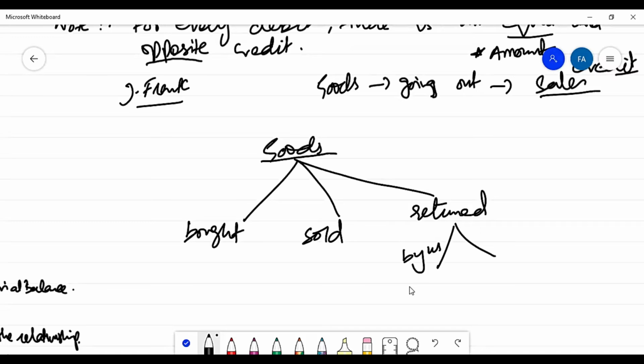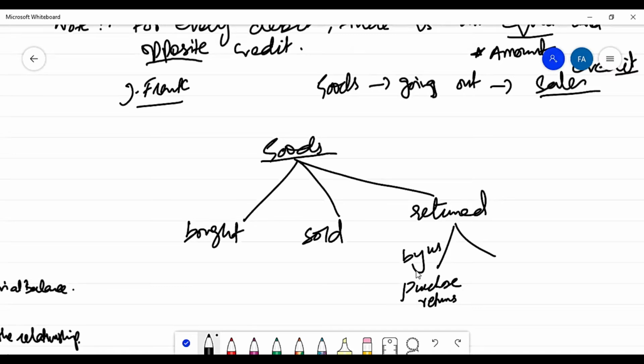If we are returning the goods, it is purchase return. Sir, on which side would purchase returns be? It would be on the credit side because the goods are going outside the business. So, sir, what will be the debit? The person to whom we are returning the goods, that will be debit.